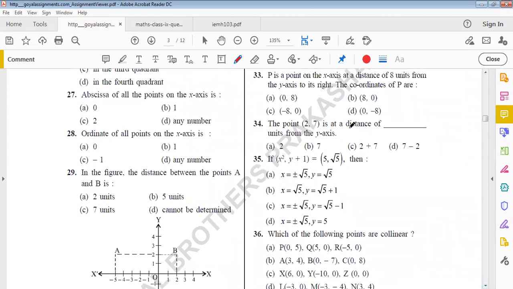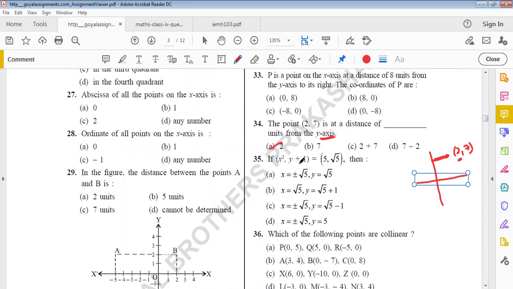The point (2, 7). Like you take it, mark (2, 7), it might be here. The distance from the y-axis: when it says from the y-axis, then you take the x value. X value, 2 units.